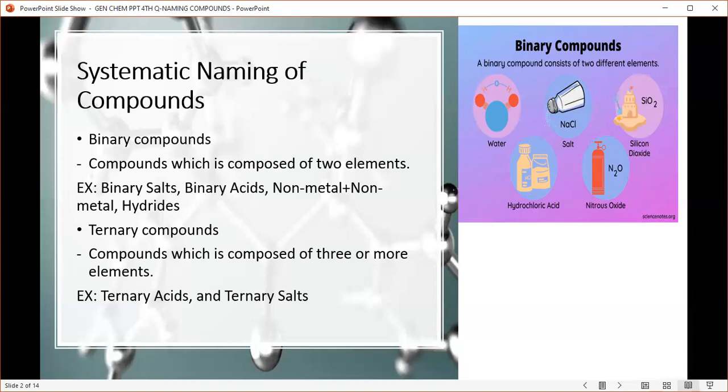And we also have silicon dioxide, which most of the time can be found in our sand, in our beaches. And we also have hydrochloric acid, which can also be found in our stomach, which helps us in our digestion. And we also have nitrous oxide, which is found in our fire extinguishers and can extinguish, of course, fire. So let's proceed to our major examples of binary compounds and how we systematically name each of them.